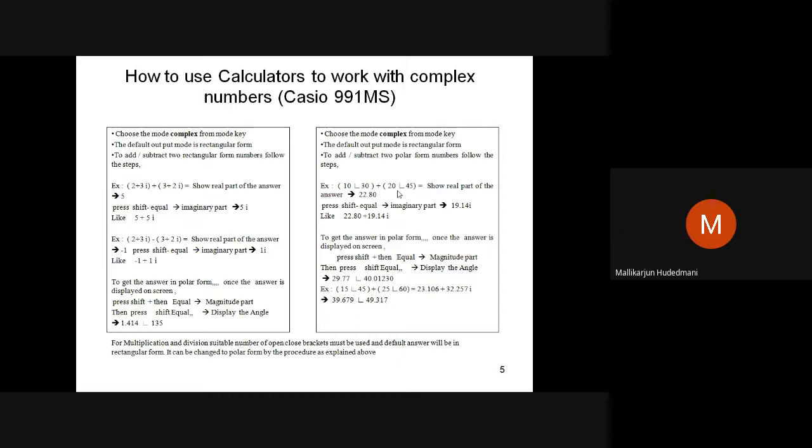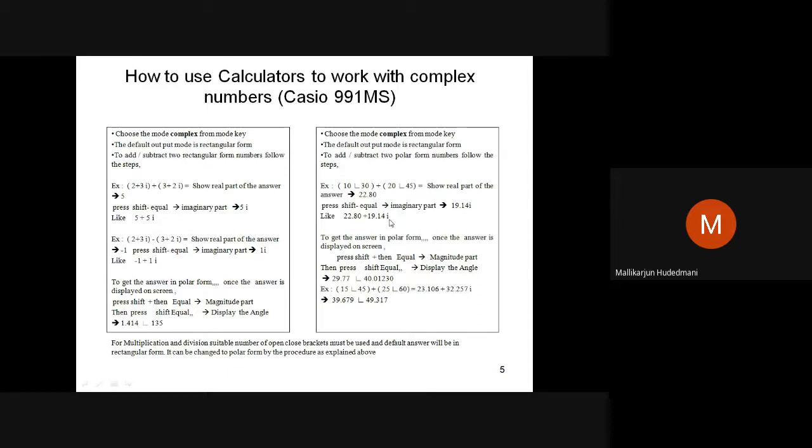Let's see. If I hit equal, the first answer I get is 22.80. Now you don't worry about that. Here is the 10, here is the 20. How come it's a 22? Should be 30? No. It is not direct addition. It is complex addition. Hence, this answer is the real part of the rectangular answer, not the polar answer. Therefore, we have to be patient and hit shift equal. You will get the second answer as 19.14i. The total answer of your sum is 22.80 plus 19.14i.